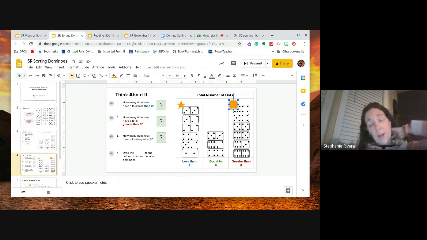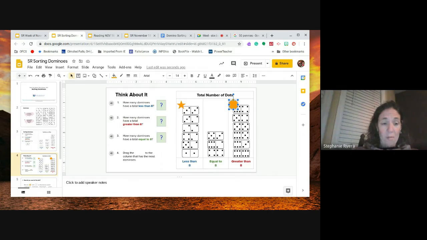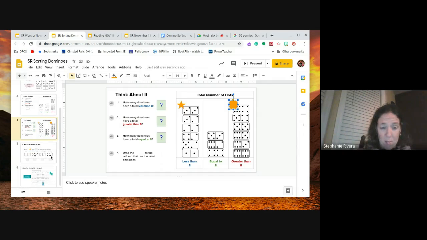When you get into Google Classroom, you're going to use your worksheet and you're going to sort the dominoes that you have in a bag. Now, if you don't have your dominoes to sort, you can use a paper that I posted for you and you can count the dominoes as you look at them in a set on the paper.